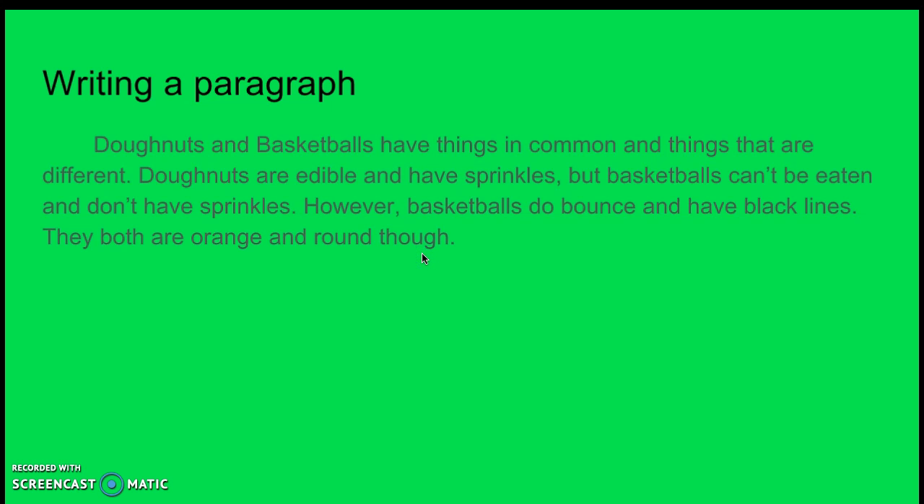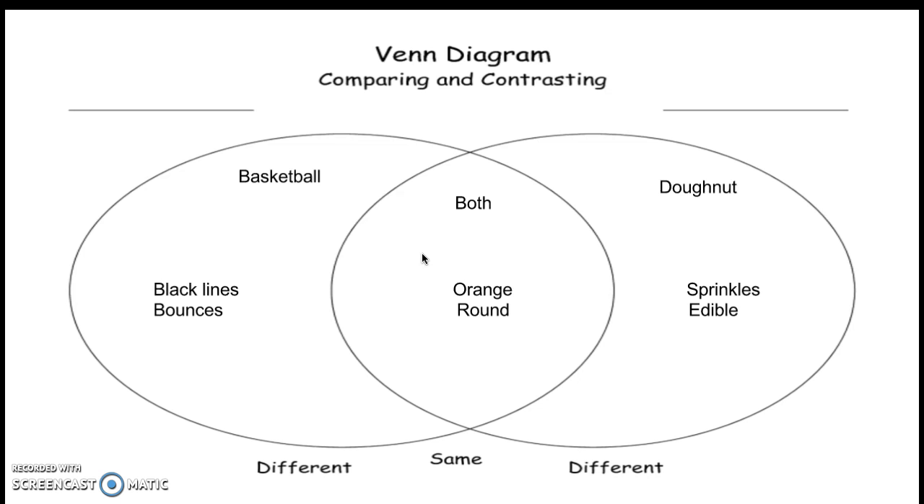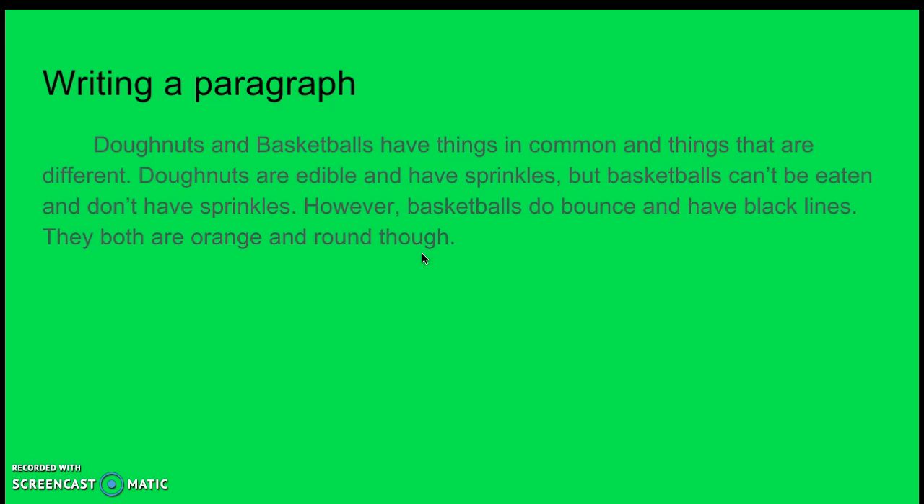Our next step is to write a paragraph using our information from our Venn diagram. So I go back and look at my Venn diagram, and then I would type my paragraph using that information. Donuts and basketballs have things in common and things that are different. Notice how I have a topic sentence here telling you that I'm going to talk about donuts and basketballs, what they have in common, and what is different about them.